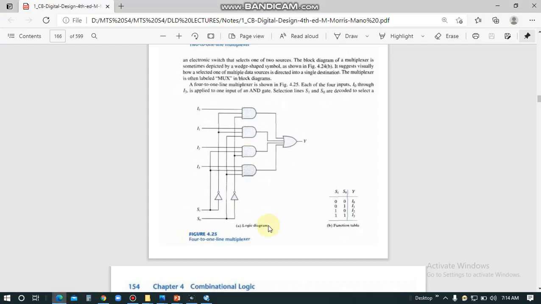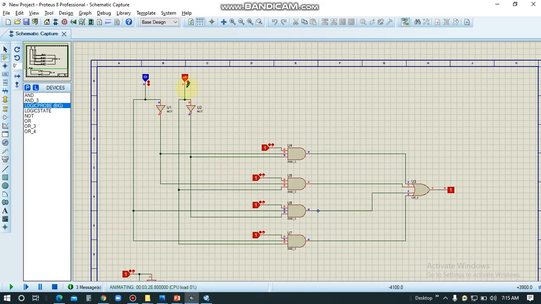The same we saw in this table and in this theory. Now if we give it 1 0, all the other gates are disabled and the input of the third gate is displayed in the output. You can see from here this gate 3 is enabled. If we give it 1 1, then all the other gates are disabled and the fourth gate is enabled.